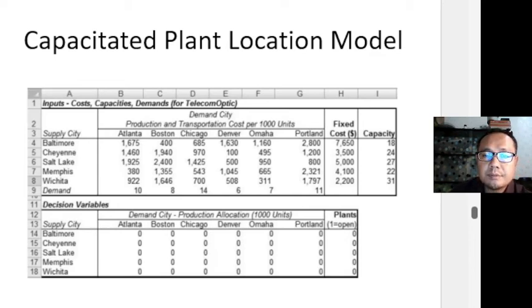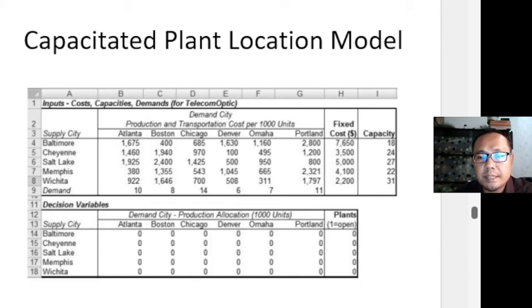So the fixed costs F_i for the five plants are entered in cells H4 to H8. The capacities K_i of the five plants are entered in cells I4 to I8, and the variable cost from each plant to each demand city, C_ij, is entered in cells B4 to G8, and the demand D_j of each market is entered in cells B9 to G9.